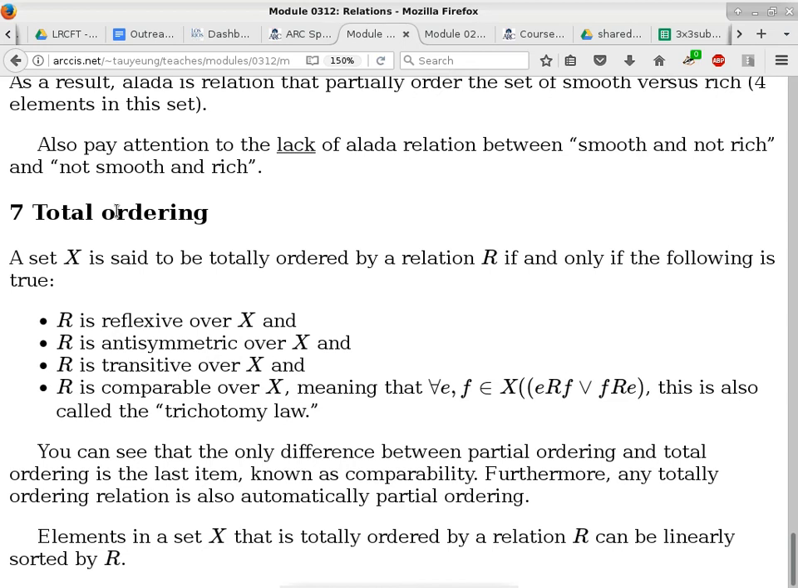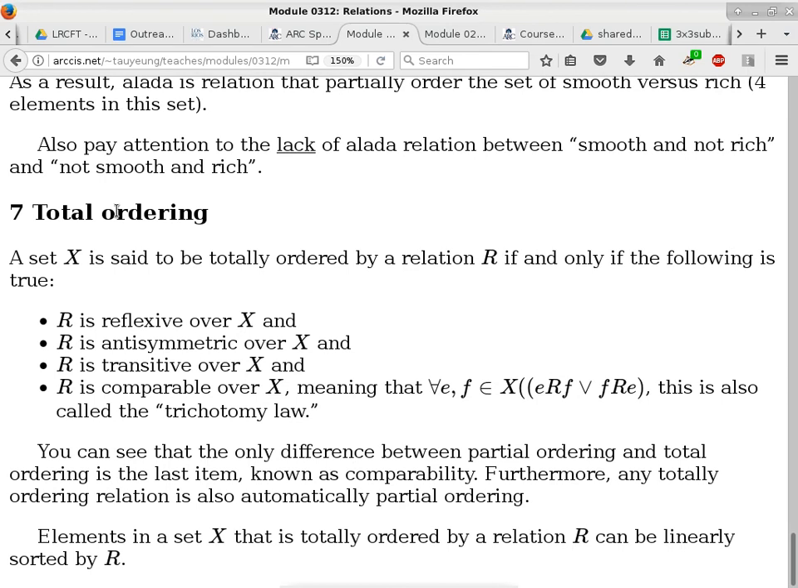So if you look at the requirements for a relation to be a total ordering, a total ordering relation R over a particular set X has to be reflexive, we got that. Antisymmetric, we got that. Transitive, we got that. But then it has one extra requirement that has no name that we have used so far. It actually does have a name, it's called trichotomy, but we haven't really mentioned that. So instead of using that term, we'll just look at what it means.